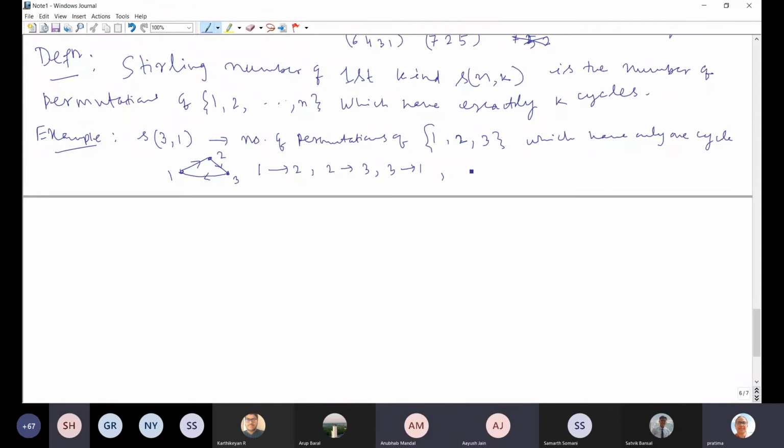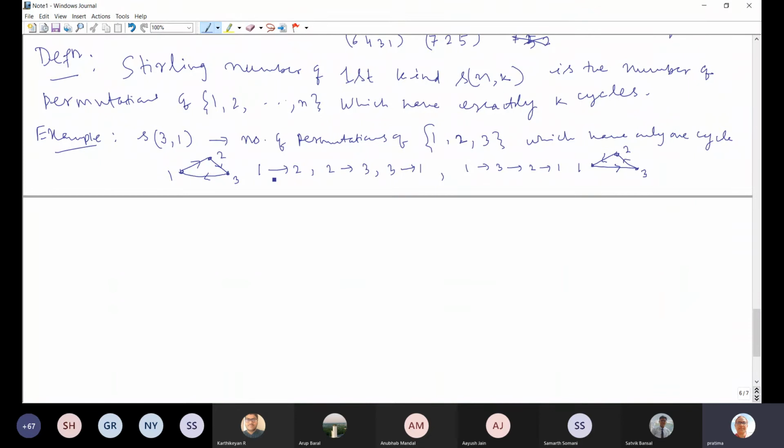1 goes to 3, 3 goes to 2, and 2 goes to 1. Yes. I am writing straight this way. So this is the reverse one, right? This cycle I'll write here: 1, 2, 3. So the mapping is like this: 1 maps to 3, 3 maps to 2, 2 maps to 1.